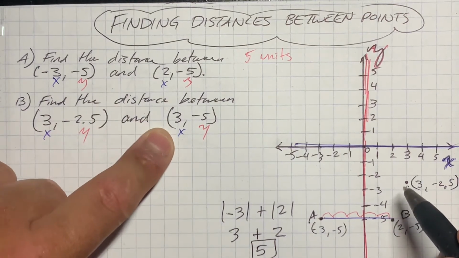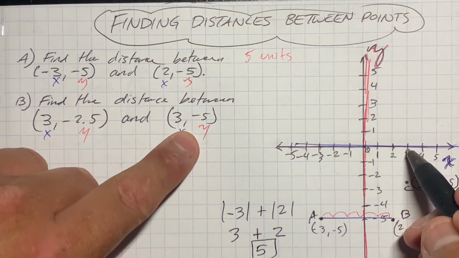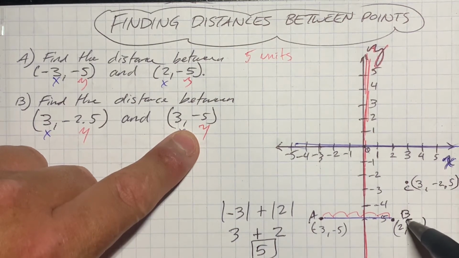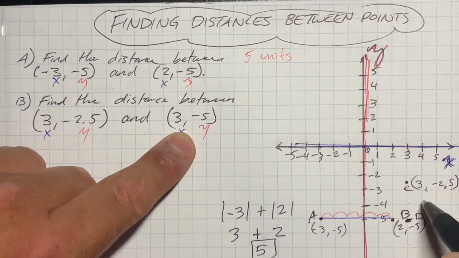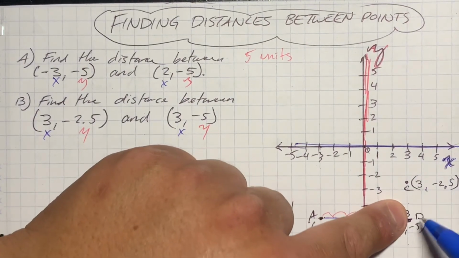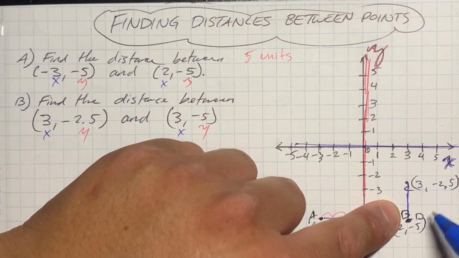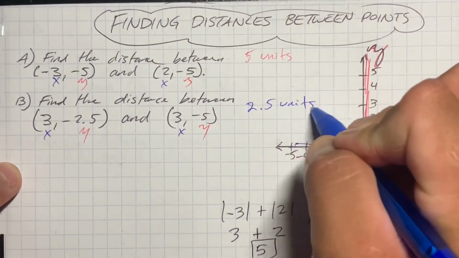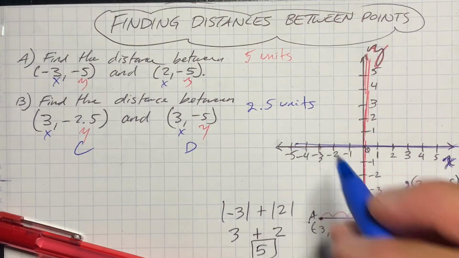And then for this ordered pair, +1, +2, +3 for your x value, and -5 for your y value. -1, -2, -3, -4, -5. So this one will be point D. Kind of crossing there. But again, we want to know the distance from point C to point D. We have 1, 2.5. So that distance is going to be 2.5 units from point C to point D. All right, 2.5 units apart.